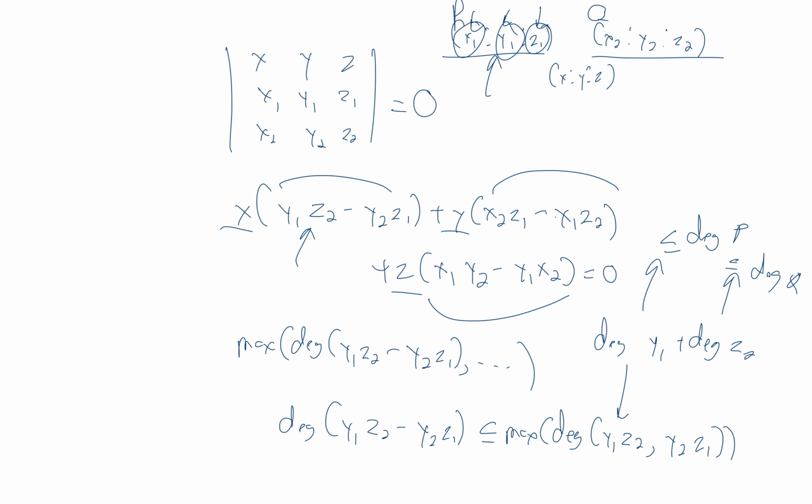And now what about the points coinciding? Then the degree drops by 1. Because if the 2 points coincide, then we have a common factor in all of these, so we can divide that common factor out and the degree drops by 1.